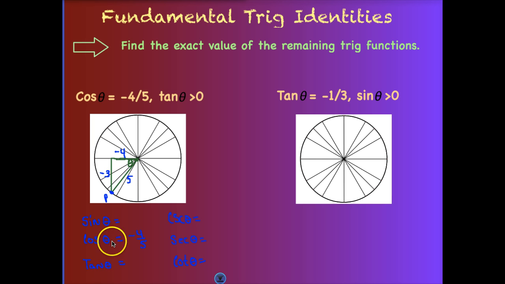We already know the cosine of theta that was given to us. The sine is going to be opposite over hypotenuse. The tangent is opposite over adjacent. That comes out to a positive 3/4, negative divided by negative. And then for our reciprocal functions, we can just merely take the reciprocal.